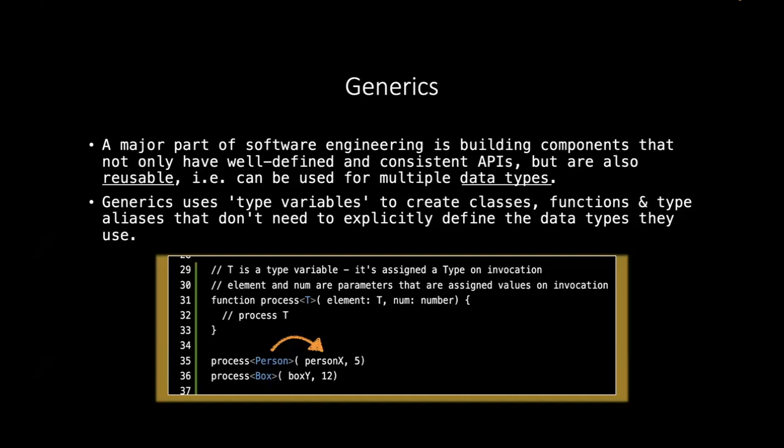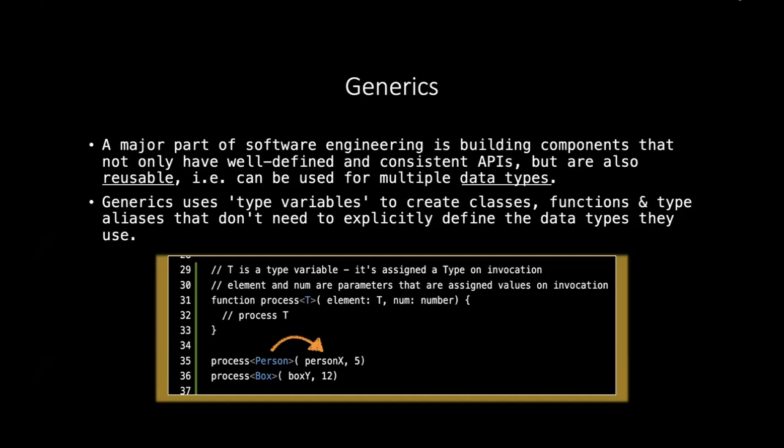Now, what does a component mean? A component in this context, because it's a very broad term, could be a function or a class or an interface or a type alias or an interface data type. So we can actually use generics in many, many different scenarios.